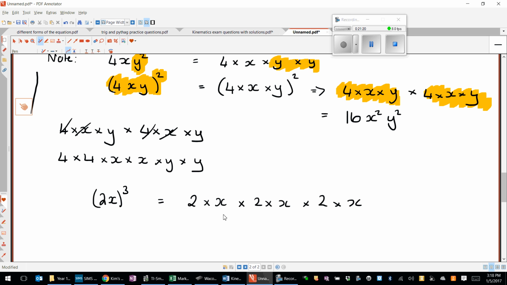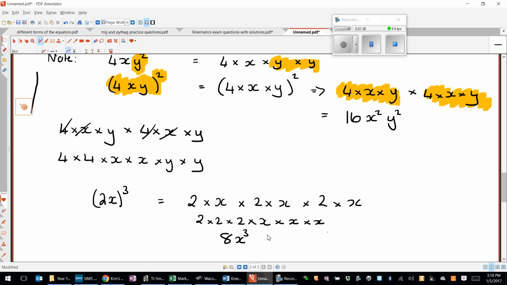If I rewrite, it's 2 times 2 times 2 times x times x times x. What's 2 times 2 times 2? 8. And this? x to the power of 3. That's it.